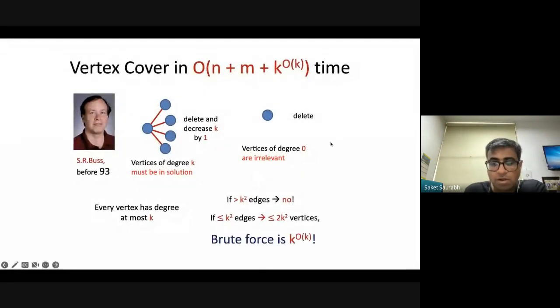And now you are in good shape because you can do brute force, and that will be a k to the power big O of k algorithm. So this n choose k times n to the power k plus 2 algorithm, if you replace n by k squared, becomes a k to the power big O of k algorithm. So you could be slightly smarter. And this is the kind of parameterized algorithm that I have been talking about.